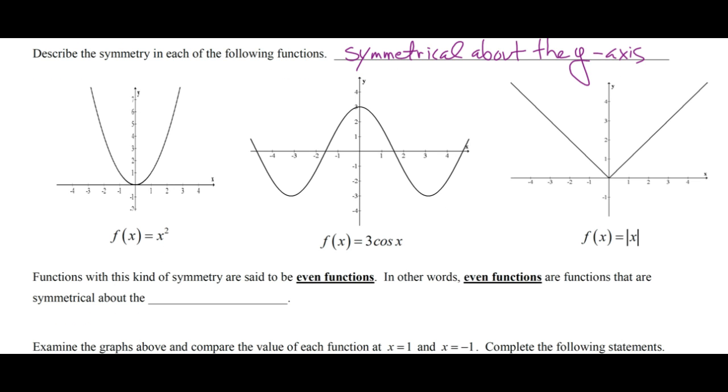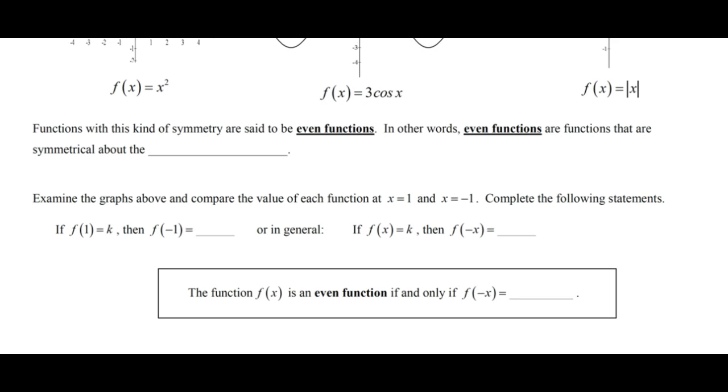And we've got x squared, we've got 3 cos x, and we've got the absolute value of x. Functions with this kind of symmetry are said to be even functions. In other words, even functions are functions that are symmetrical about the y-axis.